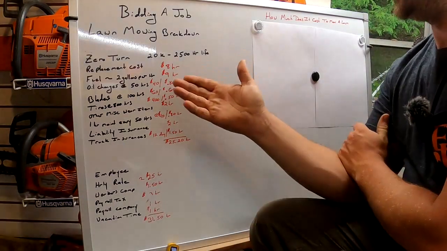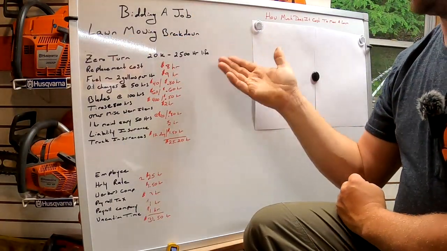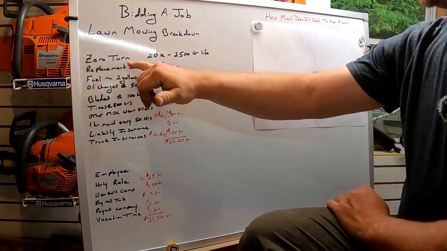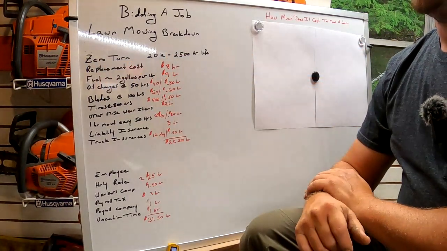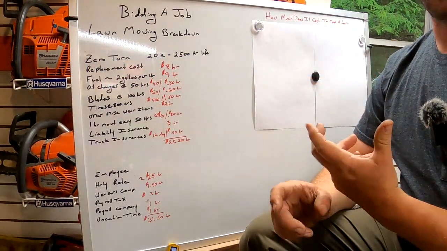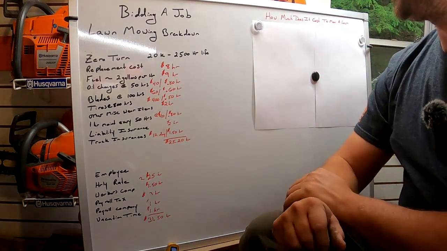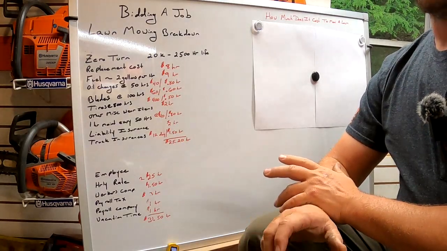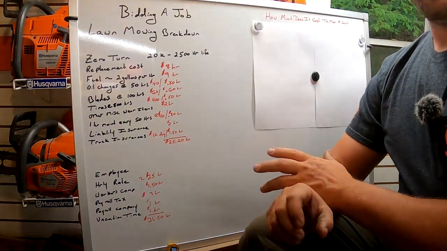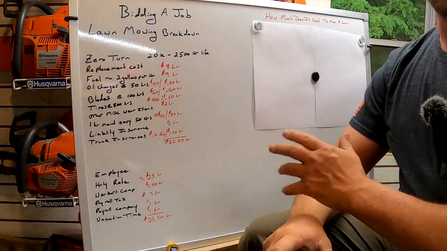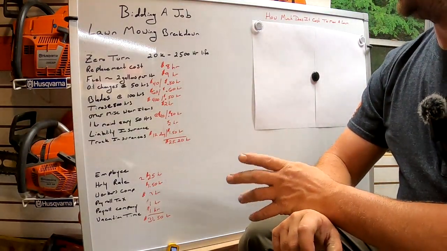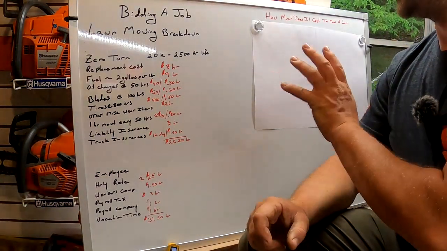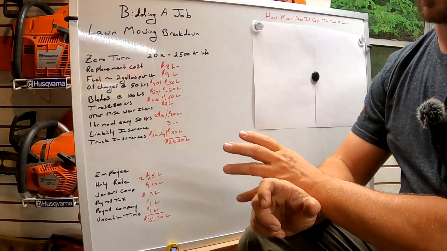Okay, so right here you can see we've got bidding a job, lawn mowing breakdown, real simple. One of the things that we look at is basically our zero turn. They cost $20,000. They have a practical life, in my mind, of 2,500 hours. I've listed the 2,500 hour mark because that's where things really start going wrong. They're definitely still plenty usable up to the 4,000 or even higher hour mark. But around here we go for about 2,500 hours. That gives us 4 to 5 good years out of this mower before we start seeing a lot of problems.